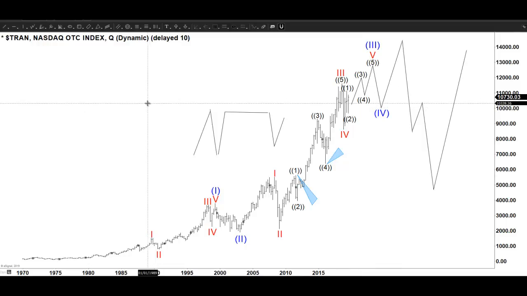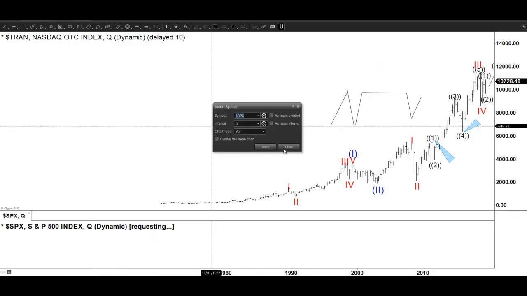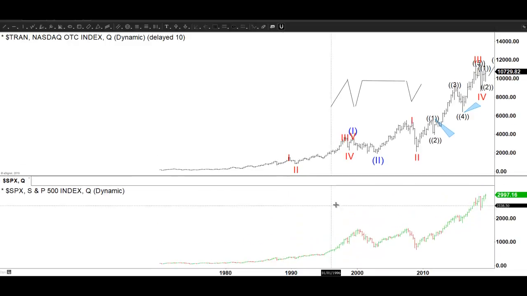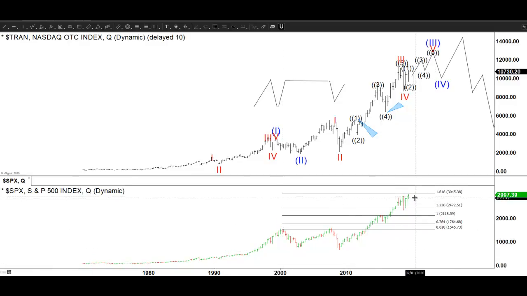What I'm going to do now is overlay the Dow Jones Transportation with the S&P, and we're going to see how the S&P, which we've been talking about for a while, needs to break the 1.61 extension from the lows right here in the center oscillator, which comes around 3180. That's going to make the case that the S&P is going to be oscillating in a 4 and a 5.